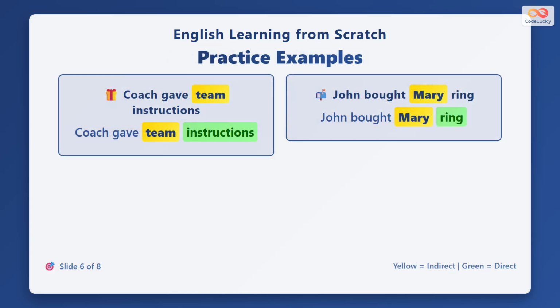Here are more sentences for practice. "Coach gave team instructions" shows "team" as the indirect object receiving instructions. In "John bought Mary a ring," "Mary" is the indirect object receiving the ring.